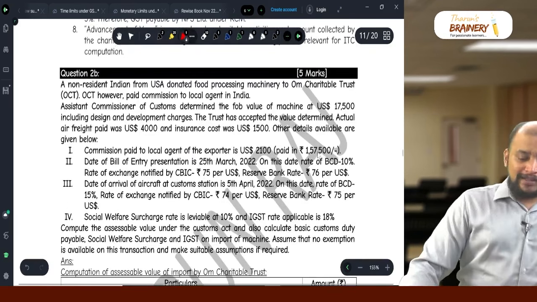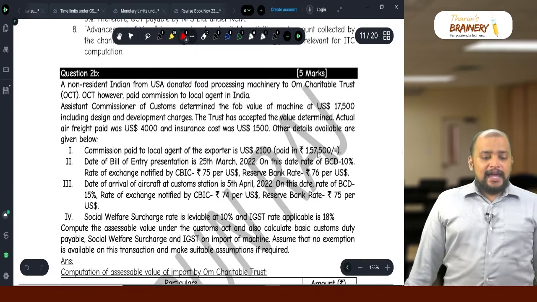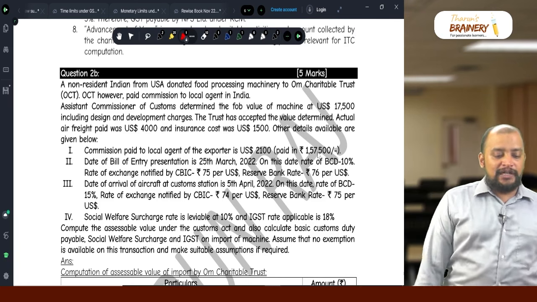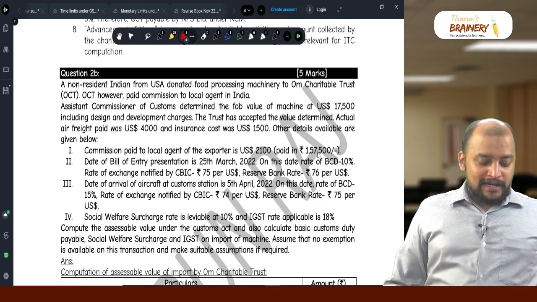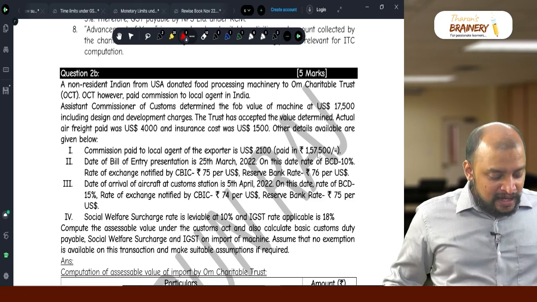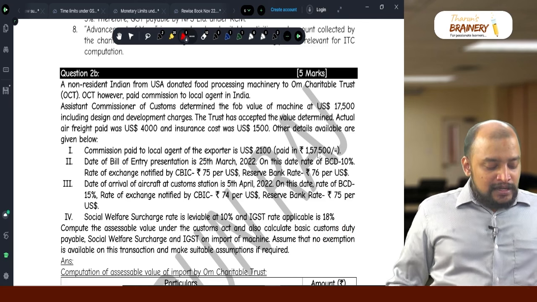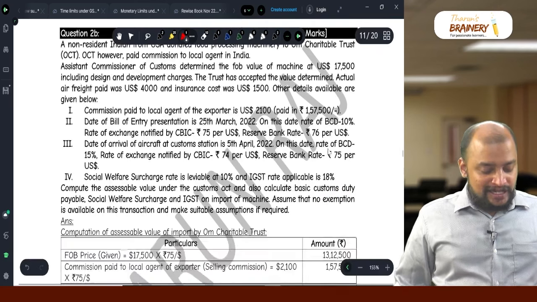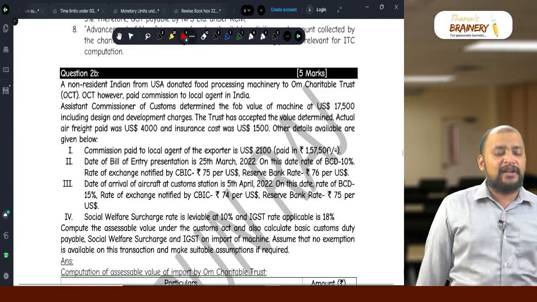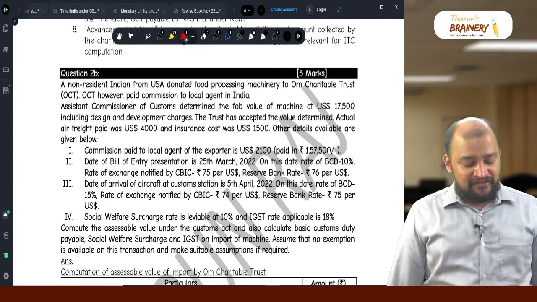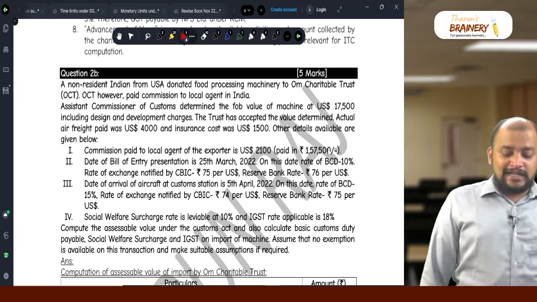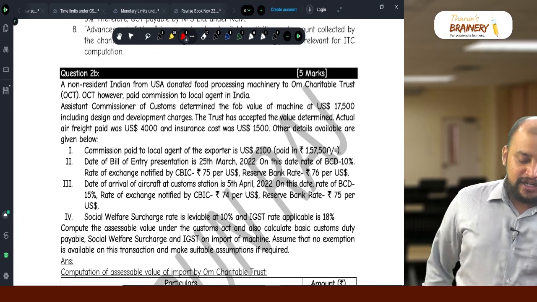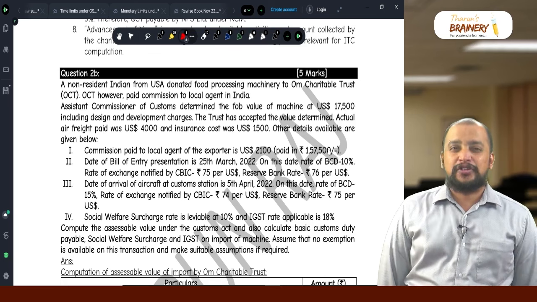Okay. Then next, 2B. A non-resident Indian from USA donated food processing machinery to Home Charitable Trust. Home Charitable Trust, however, paid commission to local agent in India. Importer paid the commission. So Assistant Commissioner of Customs determined the FOB value of the machine at US $17,500, including design and development charges. Yes, that will be forming part of FOB price. The trust has accepted the value determined. Actual air freight paid was $4,000 and insurance cost was $1,500. It's actually a simple question.